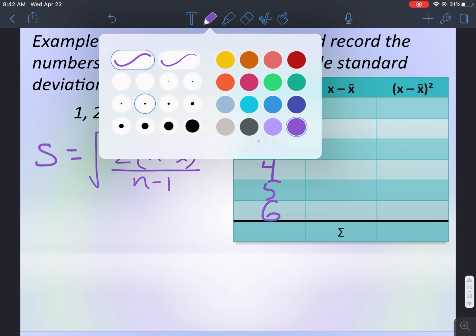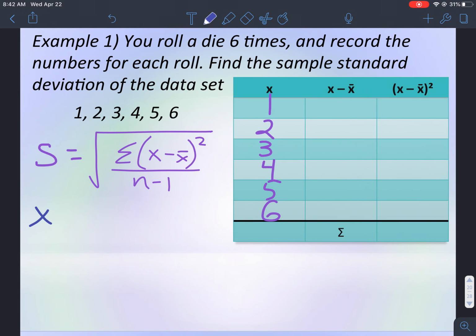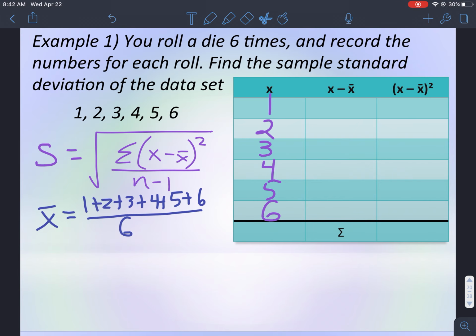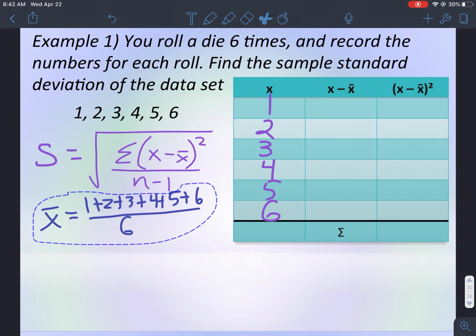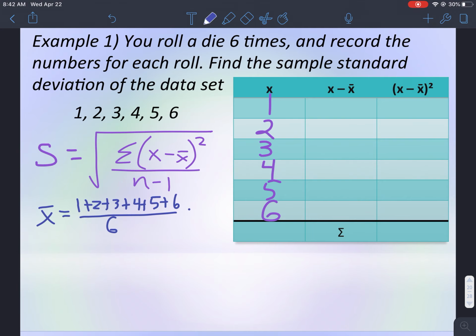Alright, if we want to find the mean, I'm just going to add those up, and then divide by 6, and that should give us 3.5. Okay, there we go.